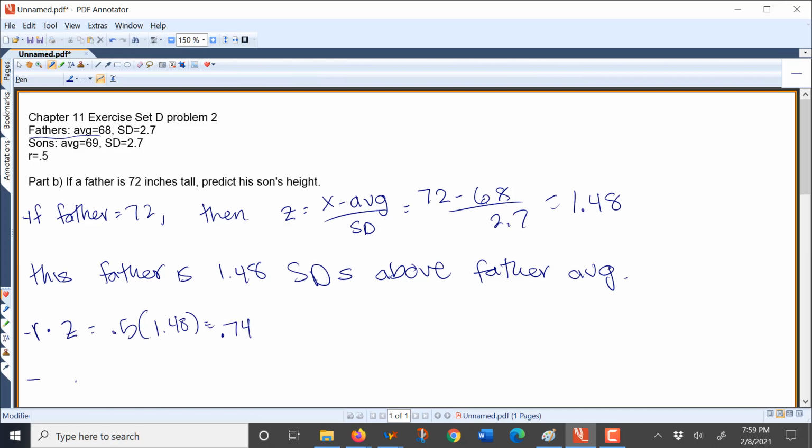So now our next step. The first step is find the Z value for the father. Next step, times it by R. Next step, find the Z value for the sons, which is what we just found right here. So this means the son should be 0.74 SDs above the son average.